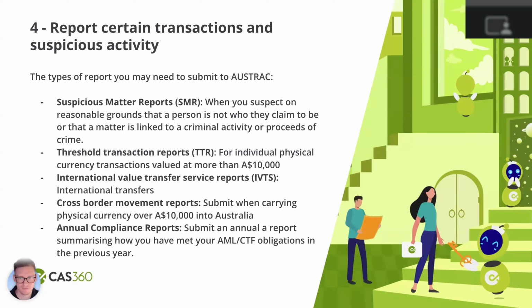So the first one and the most common one is what's called a suspicious matter report, so an SMR. These are quite common and are regularly lodged by banks and things like that. But when you suspect on reasonable grounds that a person is not who they claim to be, or that a matter is linked to a criminal activity or proceeds of crime, they're the things that you would need to submit an SMR for. So if someone came to the business, for example, and you suspected clearly that they were not who they claimed to be, then there would potentially be a requirement for you to submit an SMR.